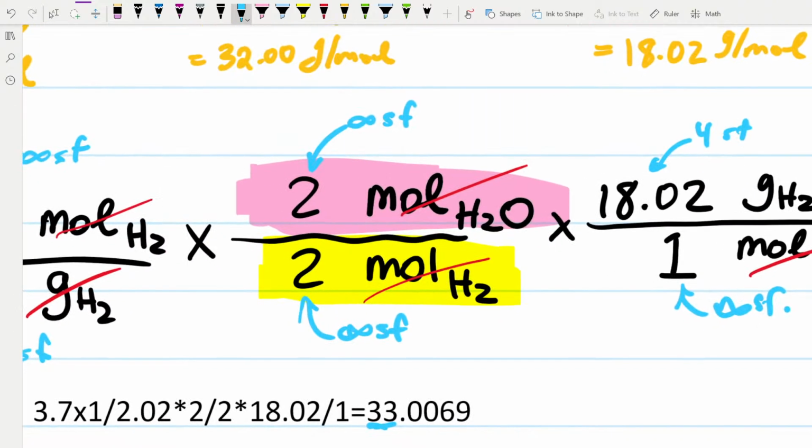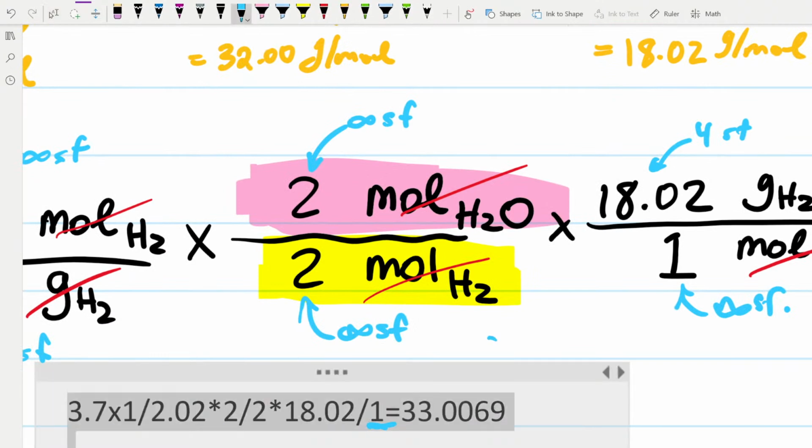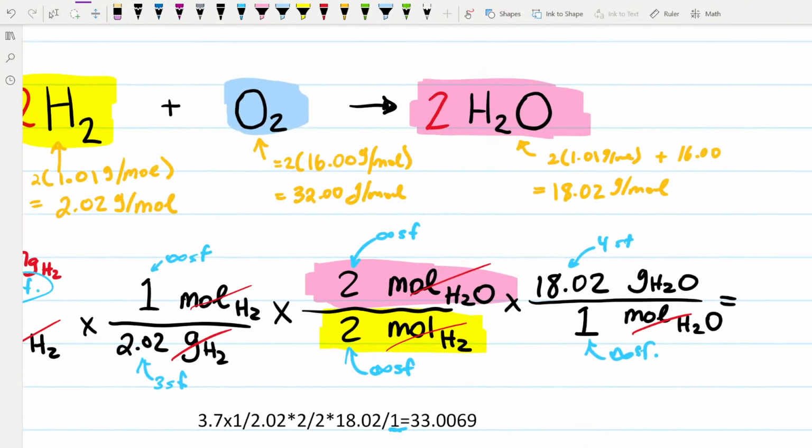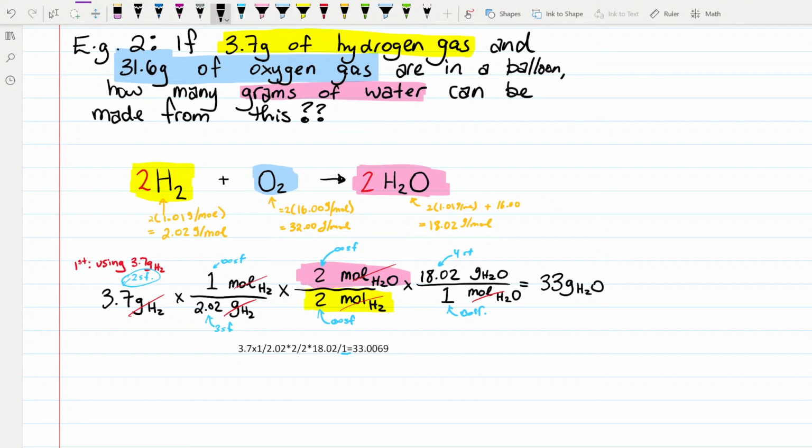which means the 3 is significant, the 3 is significant, and the question is this 33 or 34? And because it's 33.0, it really is 33. So the answer is 33 grams of water. In other words, if I use all of the hydrogen gas, I could make 33 grams of water.